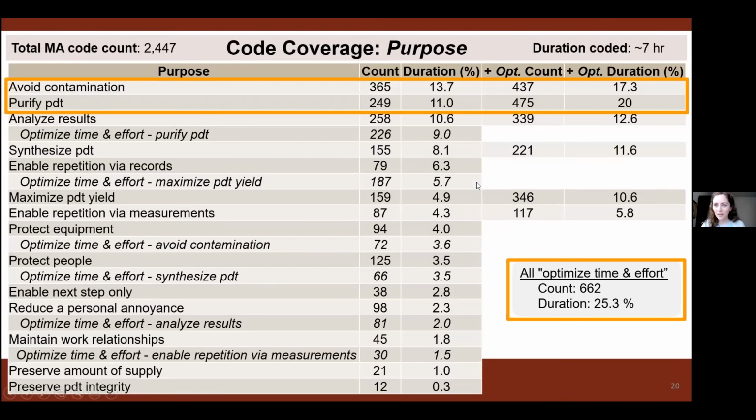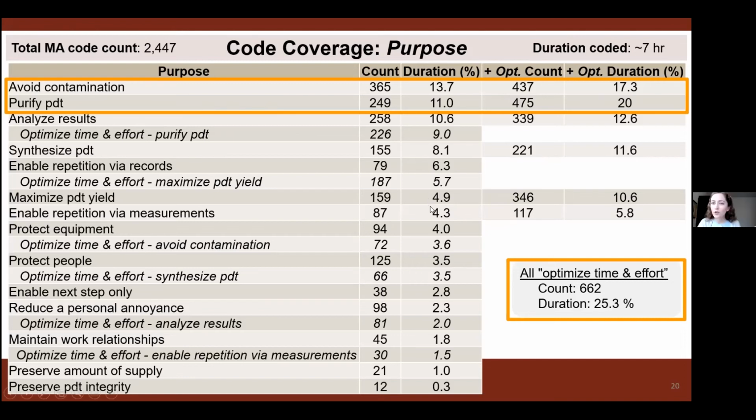Overwhelmingly, the thing that they spent the most time on individually was avoiding contamination and purifying the product. They didn't spend that much time on things like synthesizing the product. It's overwhelmingly about purity. And then if you look at all of the optimization categories and add them together, they're spending about 25% of their time just using little tips and tricks to save themselves time. So I think it was interesting when we heard earlier today that students are focusing in lab classes on efficiency.